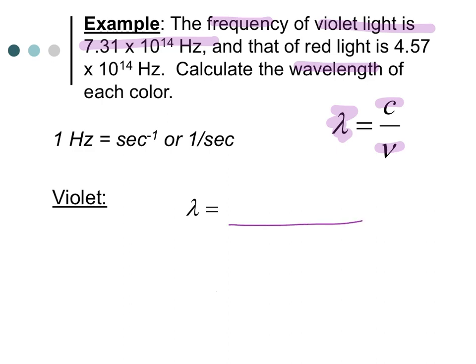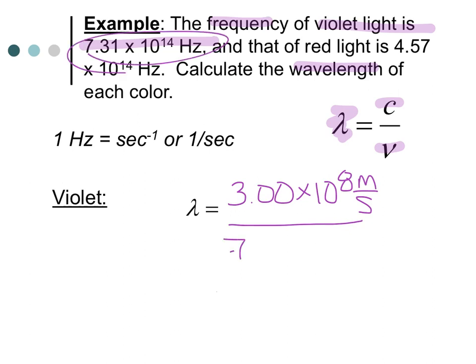So on top, the speed of light, the constant, is always 3.00 times 10 to the 8th meters per second. This constant is on your cover sheet for this unit, and you should have that cover sheet with you when you take the test. On the bottom, we're going to plug in the frequency, and that's what was given in the question. 7.31 times 10 to the 14th hertz.